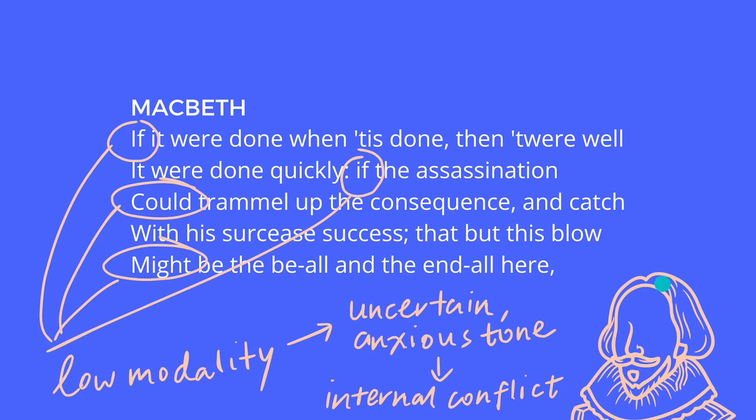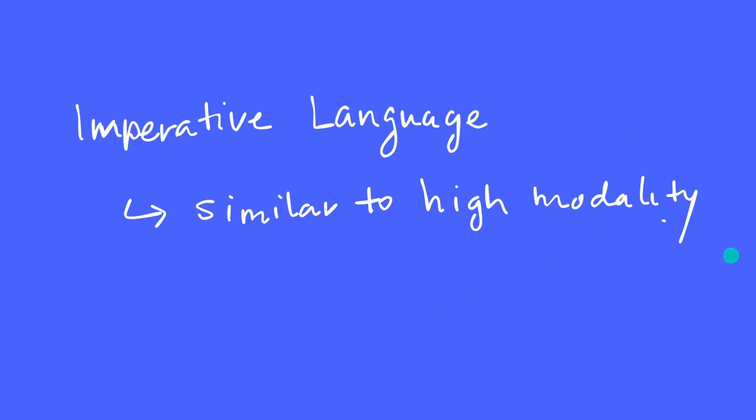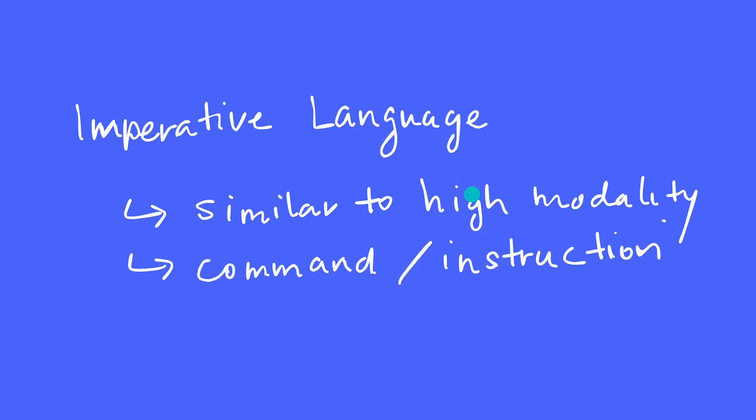And finally, this relates to characterization. What does that tone reveal about the character Macbeth? Well, it reveals an internal conflict. So here we have modality connected to tone, connected to characterization. That is the full formula for analyzing modality. Now, I want to quickly go through a related technique. It's a very simple one: imperative language. And it's very similar to high modality, because imperative language is basically a command, an instruction. It's you must do this right now. That is a type of imperative language.